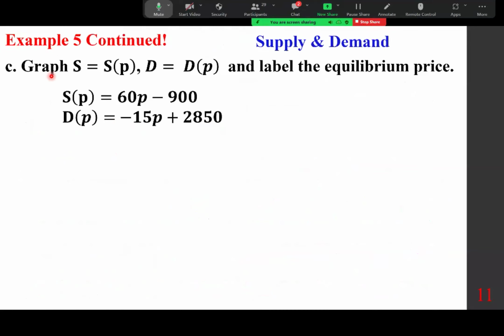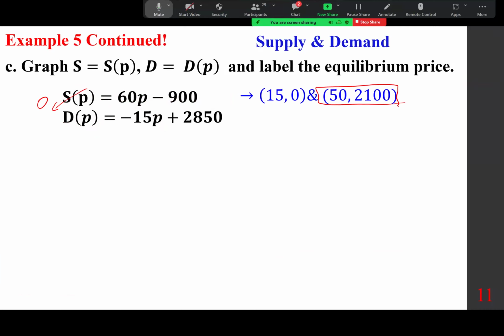So we want to graph this. S is S of P, D is D of P, and label the equilibrium price. S of P is this formula, from the previous page: 60p minus 900. D of P is minus 15p plus 2850. And if you set this equal to 0, then P becomes 15. So you have 15, 0. And this was the equilibrium point or price. We have that, which works for both.